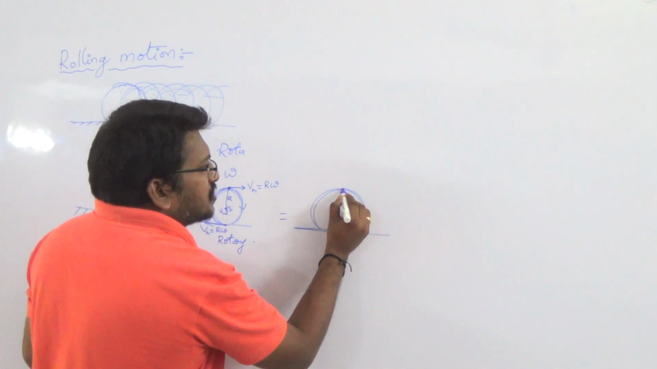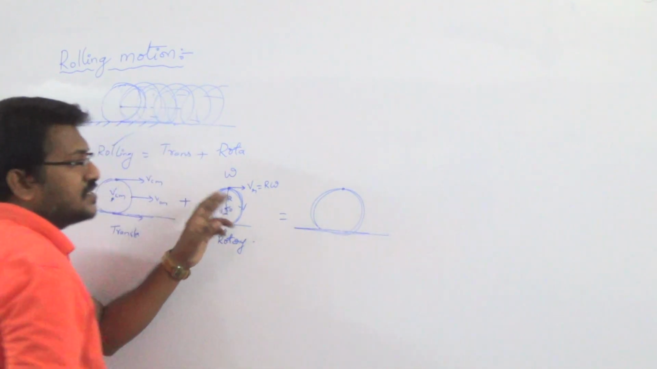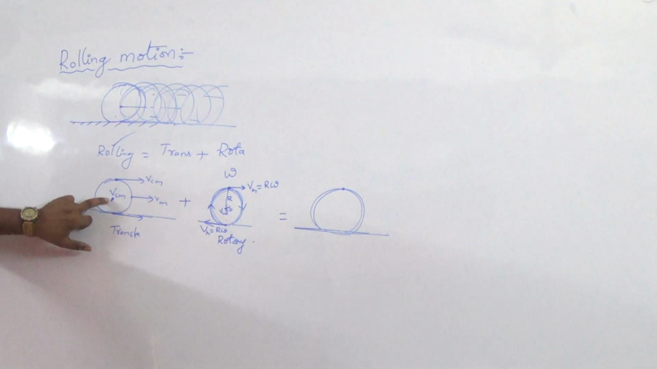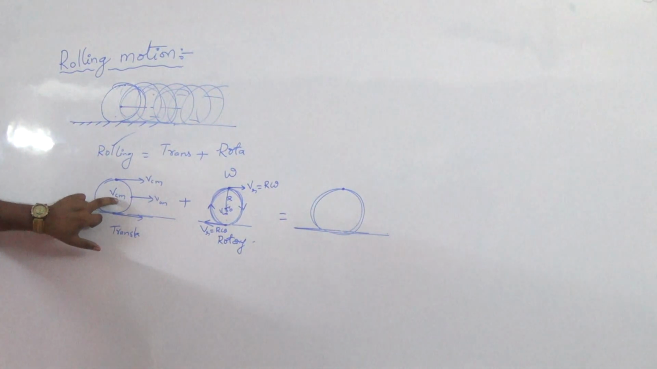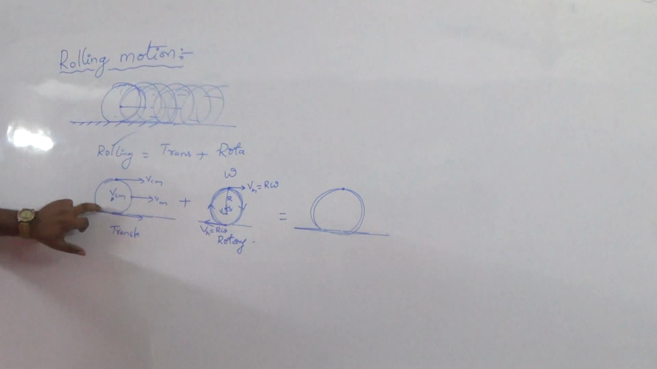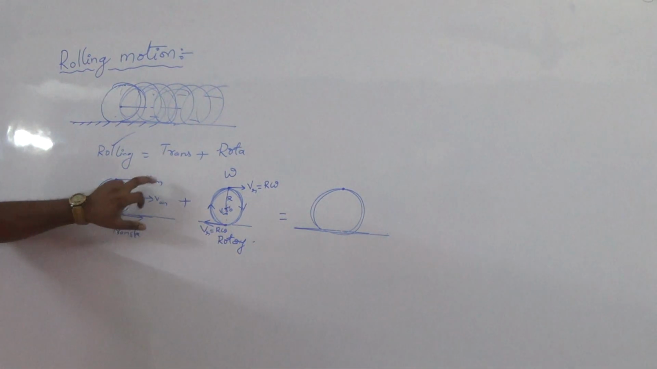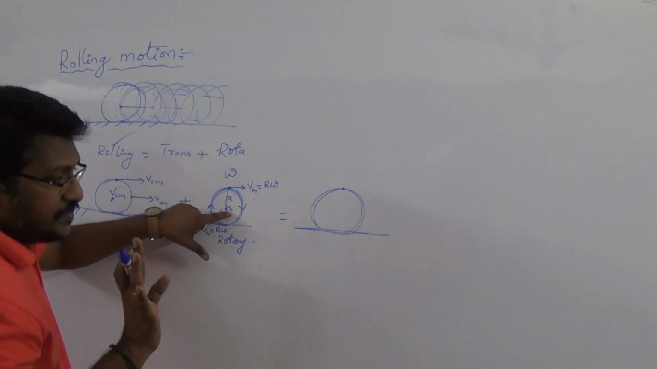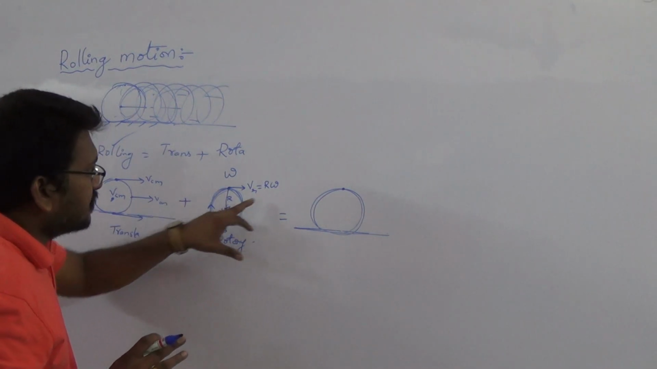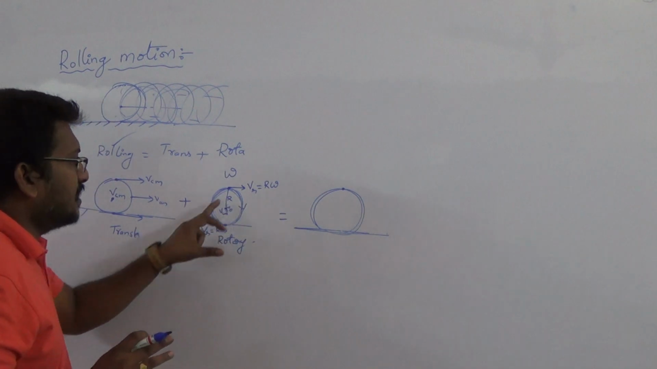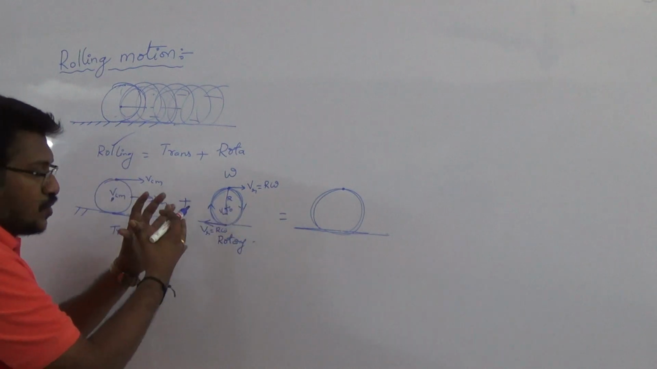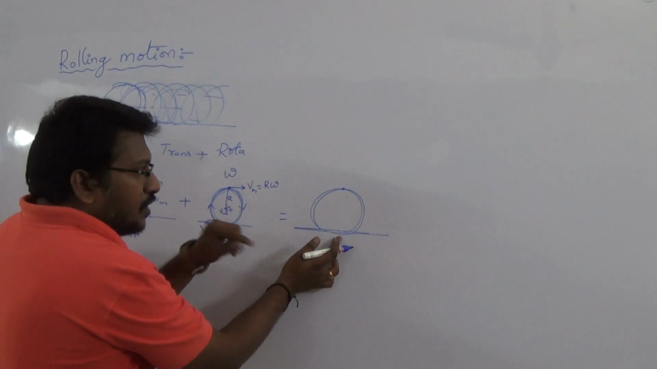So what is the velocity of a particle when the body is in rolling motion? When the body is in translatory motion, the velocity of the body is VCM, and each particle also has the same velocity VCM. When the body is in rotatory motion, the velocity of the center of mass particle becomes 0. For all remaining particles, the linear velocity due to rotation is equal to r omega. Now these two are mixed. That is nothing but rolling motion.